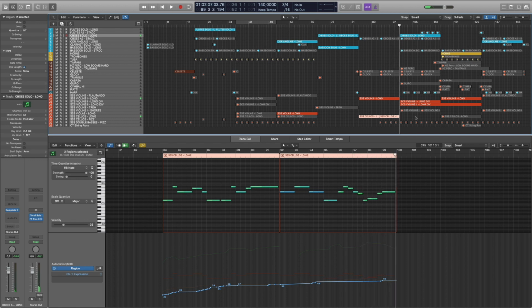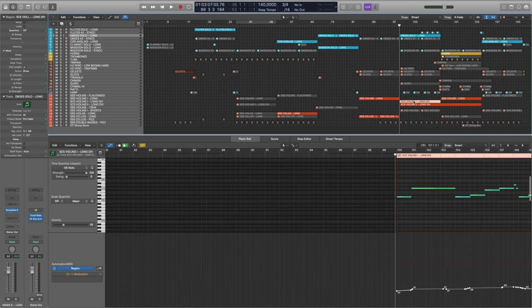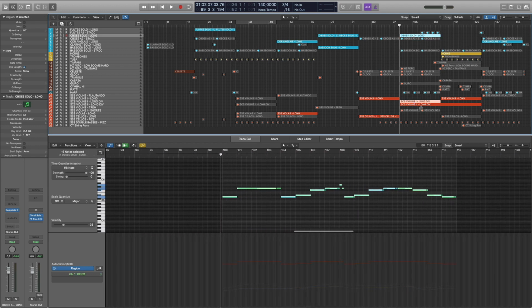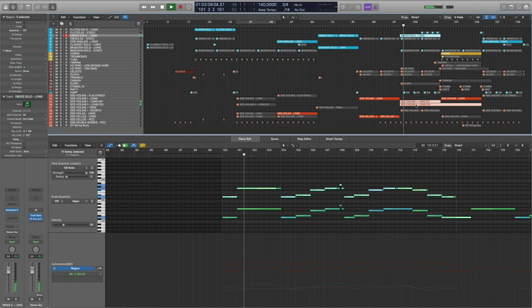Then I'm going to introduce the second melody line, only played by the violin 1 and the violin 2, the divisi, in combination with the oboe. The oboe and the violin 1 play in unison and the violin 2 in the divisi plays down an octave.